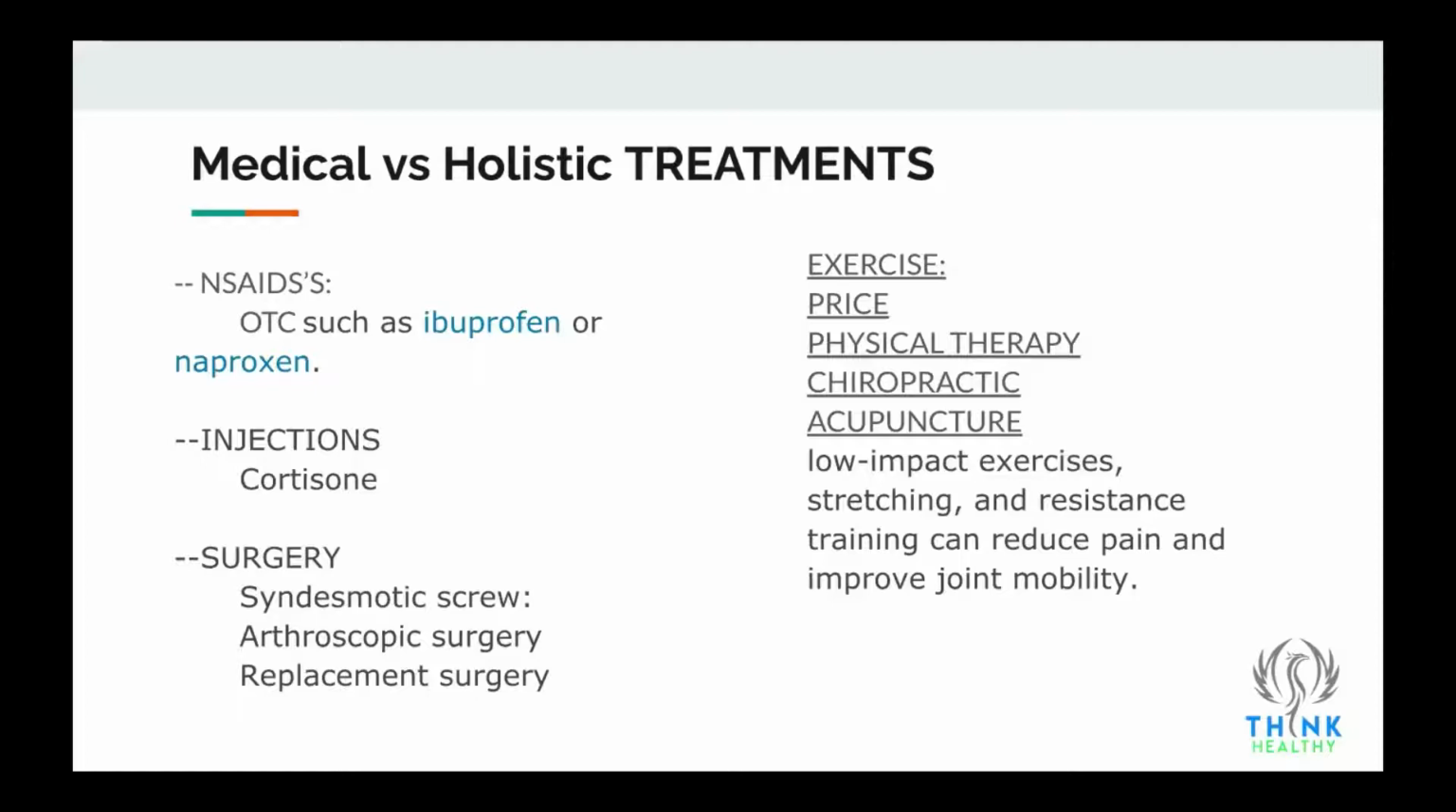Typically, an over-the-counter medication such as ibuprofen or naproxen, NSAIDs, are over-the-counter. And then we have naproxen, which is more of a prescription. Then you might want to consider cortisone injections, and that is recommended by your doctor if it's needed or not. And then obviously we have surgery, and there are different kinds of surgeries. There is a syndesmotic screw where they connect the tibia and the fibula. There are arthroscopic surgeries, which are more outpatient. The doctor goes in with the arthroscope and fixes the problem, or there's a full replacement surgery.